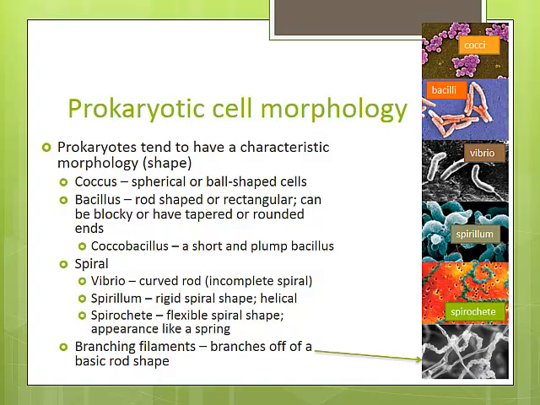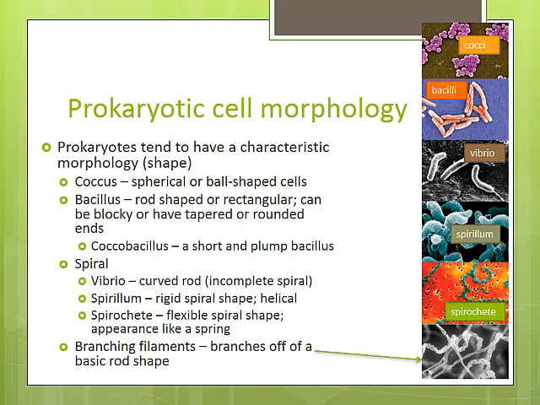So prokaryotic cells tend to have a characteristic shape, and we call that characteristic shape morphology. So since bacteria or prokaryotes are single-celled, we call this cell morphology because each organism is one cell and that cell has a particular type of shape. And so I have the different shapes listed here. So we can have a coccus, which is a spherical or a ball-shaped cell. It's at the top of the photos there.